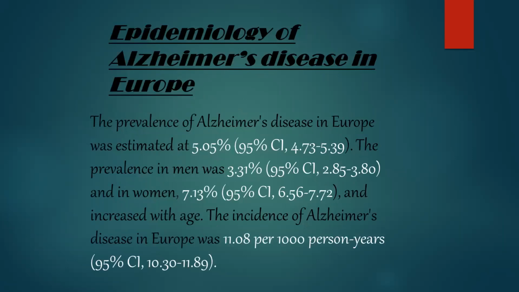Epidemiology of Alzheimer's disease in Europe. The prevalence of Alzheimer's disease in Europe was estimated at 5.05. The prevalence in men was 3.31 and in women 7.13 and increased with age. The incidence of Alzheimer's disease in Europe was 11.08 per 1,000 person-years.